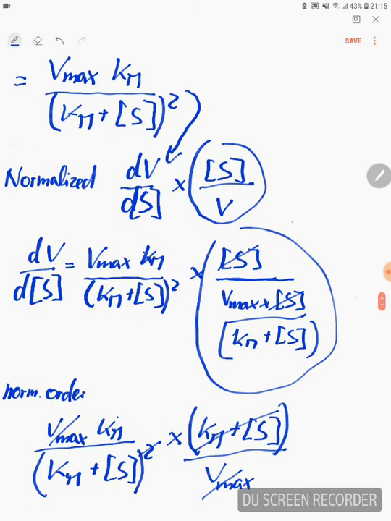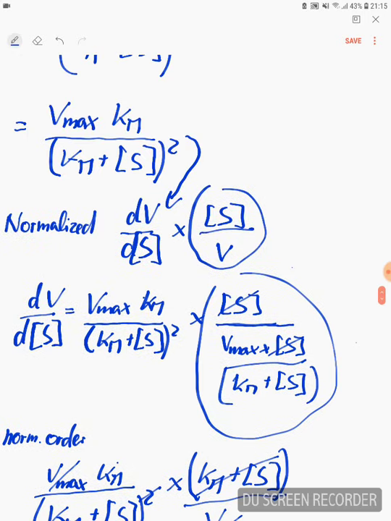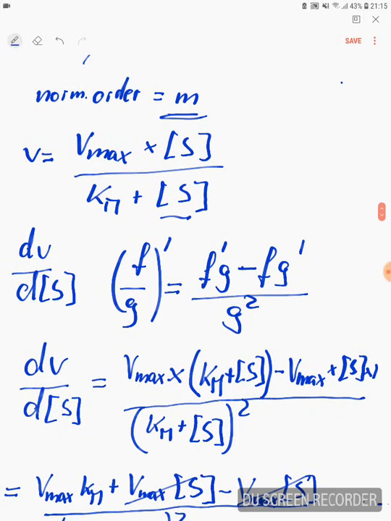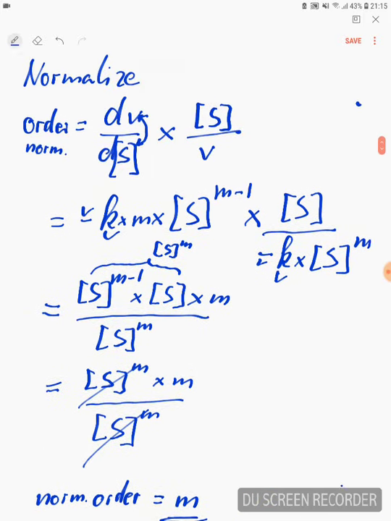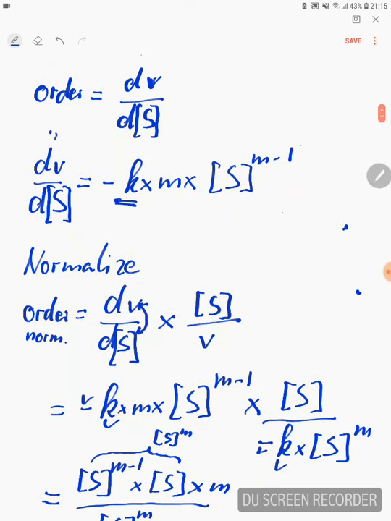So every time you are trying to figure out the order of a reaction, and how to derive this mathematically, what you need to do is find the derivative of your dV over dS and then normalize it by multiplying it by S over V. I hope this makes sense. Thank you very much for watching.